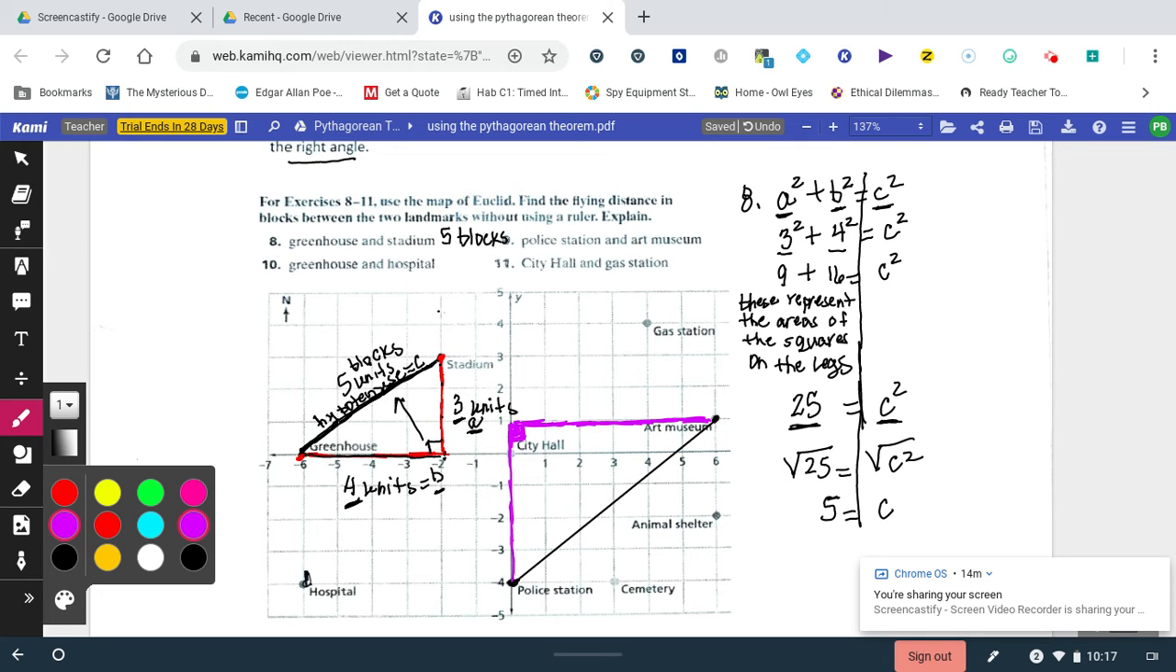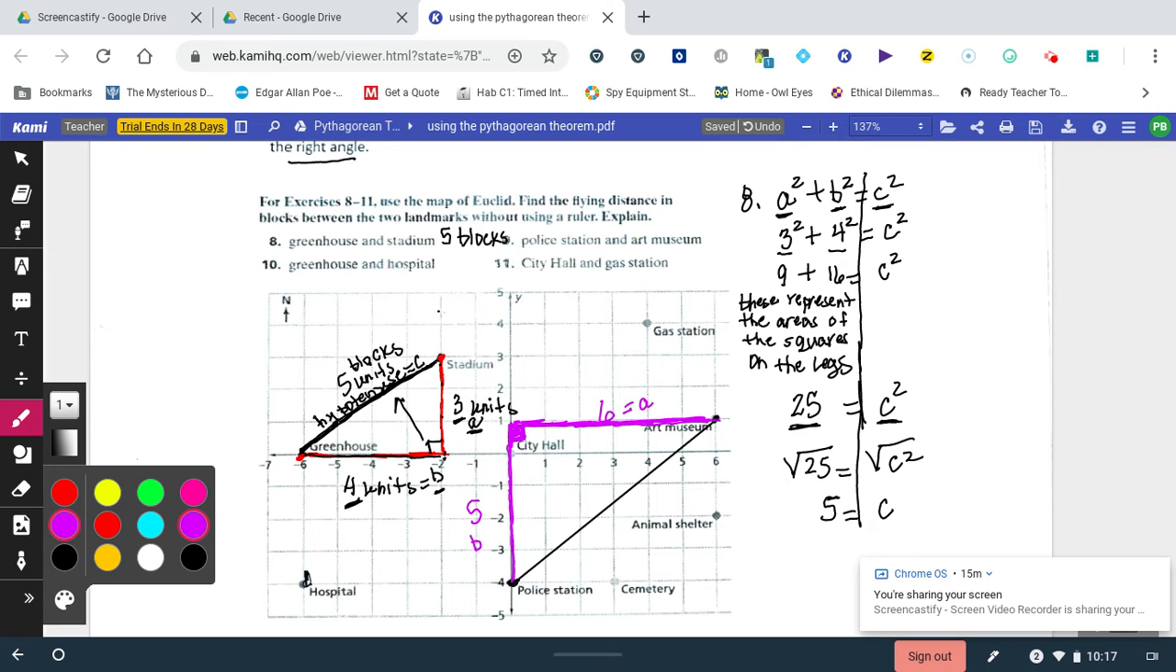All right, and they make the legs, so I'm just going to count. That's 1, 2, 3, 4. That's 5 blocks, okay? This is 1, 2, 3, 4, 5, 6. That's 6 blocks.